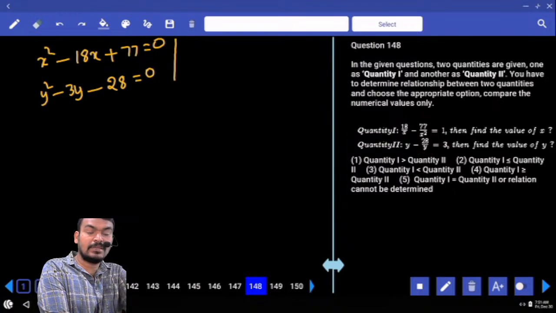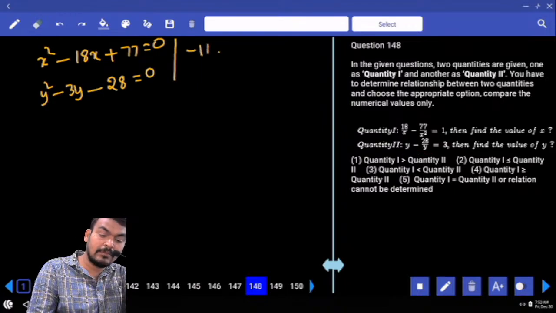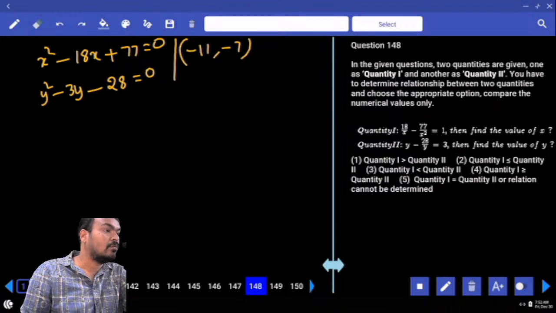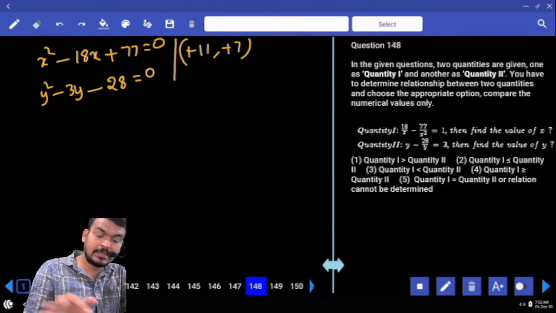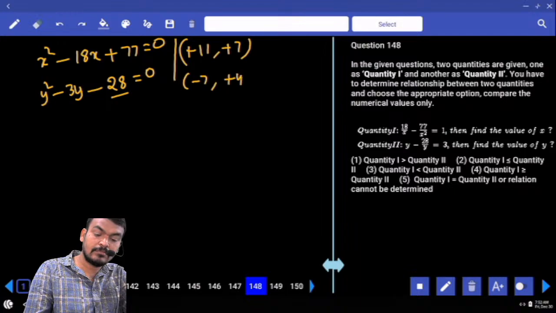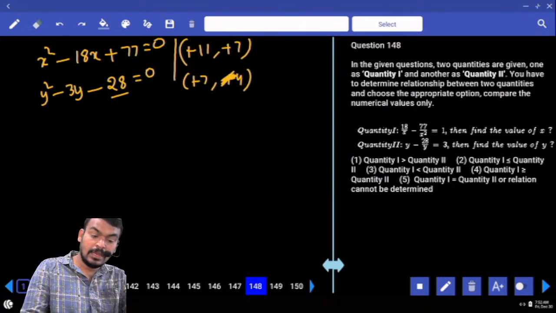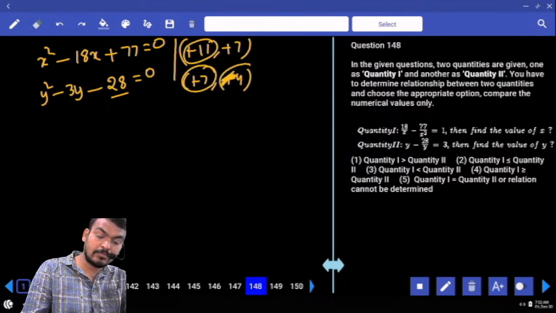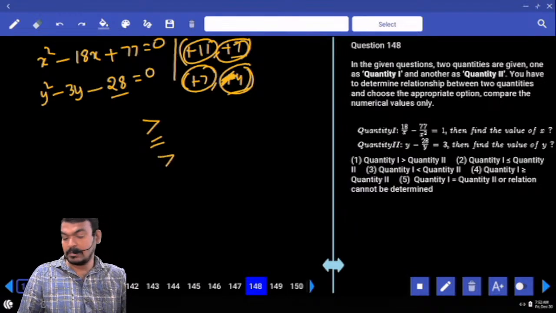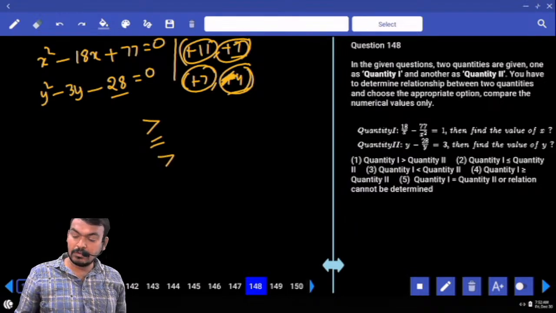For x square minus 18x plus 72, the initial roots are minus 12, minus 6. What are the final roots? Plus 12, plus 6. For 28, we write 7 into 4. Initial roots are minus 7, plus 4. Final roots are plus 7, minus 4. Compare: 12 and 7, minus 4: greater. 6 and 7: less. 6 and minus 4: greater. What is the answer? Q1 is greater than or equal to Q2.